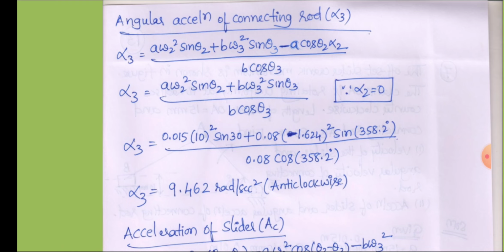b cos theta 3. Now substitute a as 0.015, omega 2 is known, 10, and sine theta 2 is sine 30, plus b is 0.08 and omega 3 is minus 1.624 whole square into sine theta 3 is sine 358.2, whole divided by b cos theta 3. 0.08 is the value of b and cos theta 3 is cos 358.2. With that, if I simplify, I am going to get alpha 3 is equal to 9.462, and its units are radians per second square because it is angular acceleration. In the bracket, because it is positive, we write down anti-clockwise.